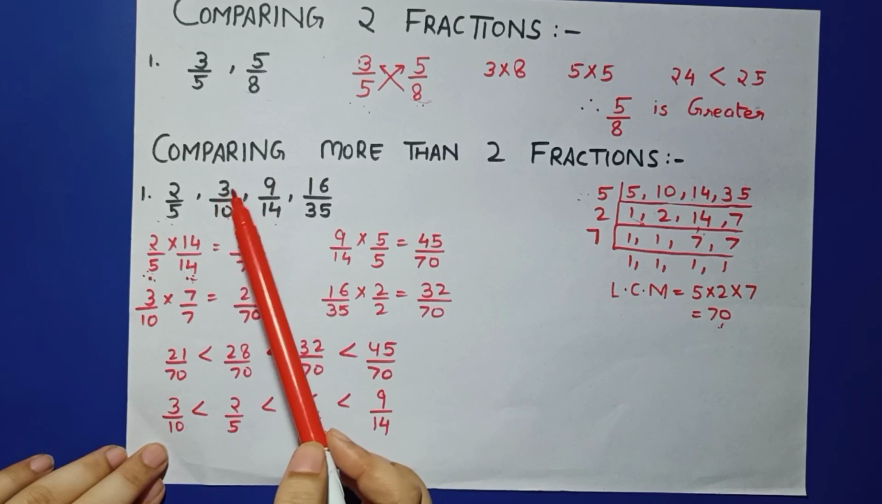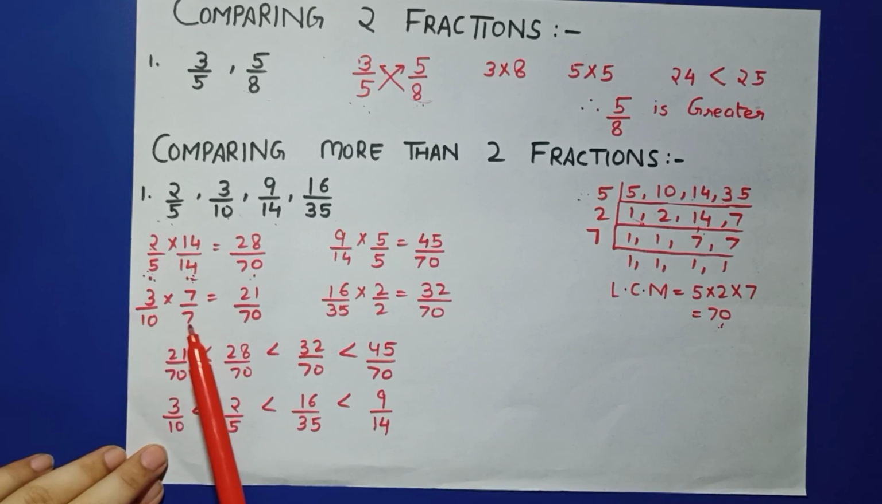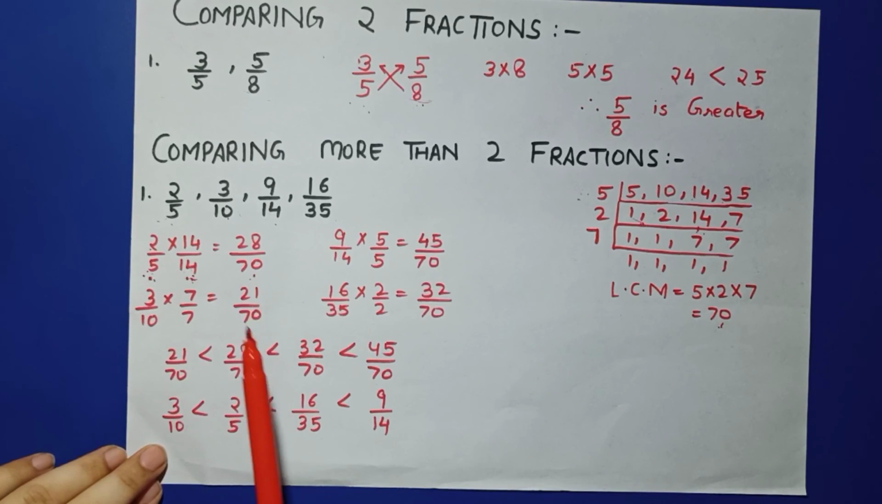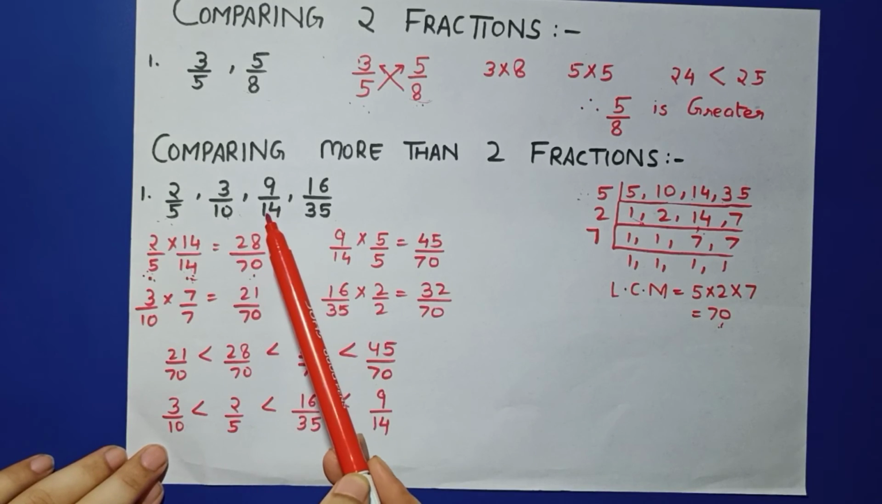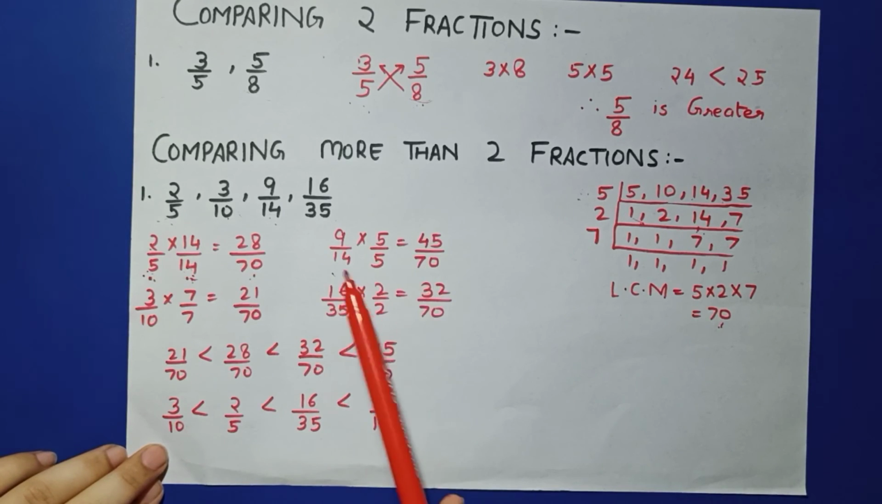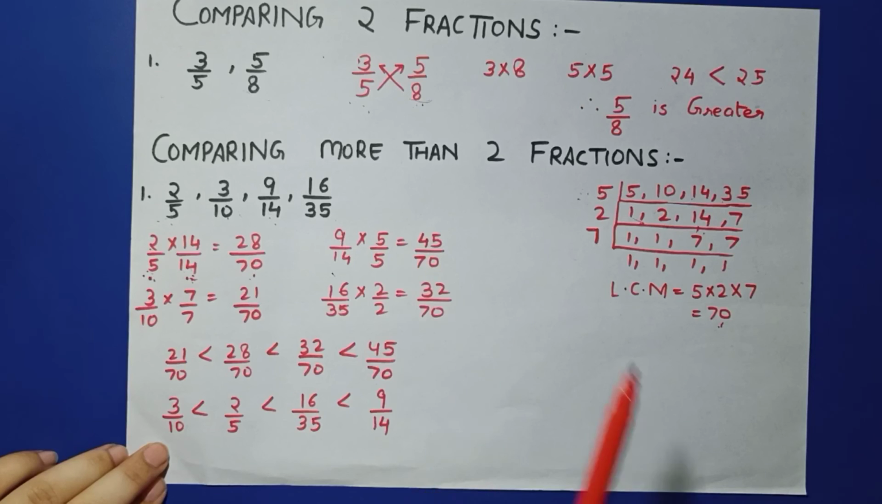Now the next one is 3 upon 10. We have to multiply 10 by such a number that it becomes the LCM 70. So we'll multiply it by 7. 10 sevens are 70, and the numerator also by 7. 3 into 7 is 21. So 21 upon 70. Next is 9 upon 14. We'll multiply 14 by such a number that it becomes the LCM. So 14 into 5 and 9 into 5. 14 5s are 70 and 9 into 5 is 45.